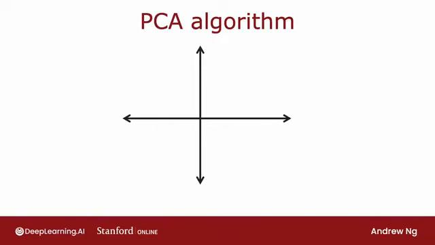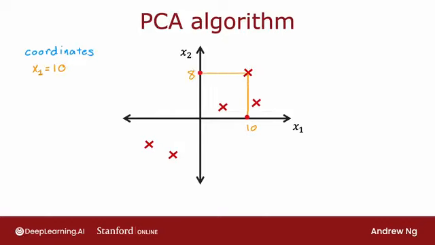Here's a dataset with 5 training examples. Remember, this is an unsupervised learning algorithm, so we just have x1 and x2. There's no label y. An example here may have coordinates x1 equals 10 and x2 equals 8. So if we don't want to use the x1, x2 axes, how can we pick some different axes with which to capture what's in the data or with which to represent the data?